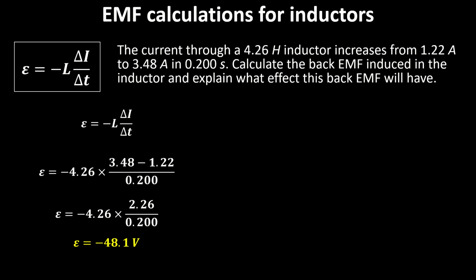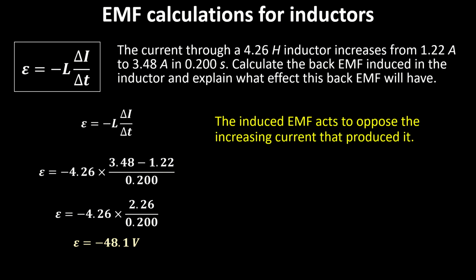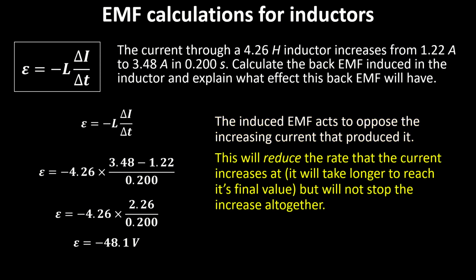I should say that will be the average induced voltage during that time, because we don't know how that current increased. If it increased at a constant rate, then it would produce a constant back EMF. If it increased in some sort of changing fashion, then there would be a changing voltage, and that would be the average. Okay, now what effect does that back EMF have? So the induced EMF acts to oppose the increase in current that produced it. The increase in current is being slowed, so that reduces the rate that the current increases at. It'll take longer to reach its final value, but it won't stop the increase altogether.